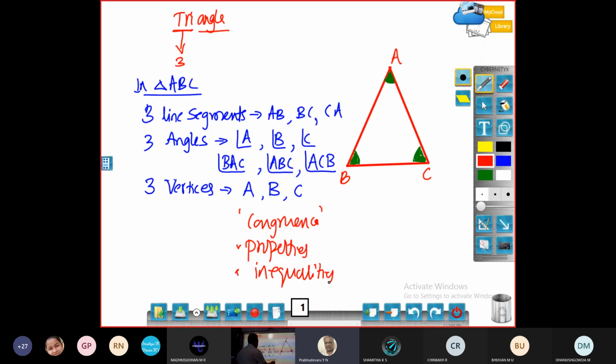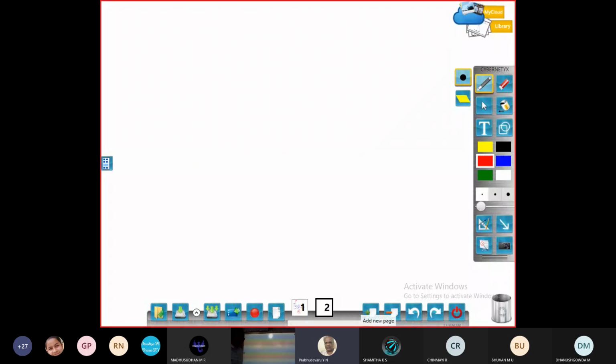So let us recall what is the meaning of congruence, congruent figures. Since you have studied in class 7th and 8th also, what is the meaning of congruence of triangles? So let us understand what is the meaning of congruence of plane figures. You can select some diagrams.